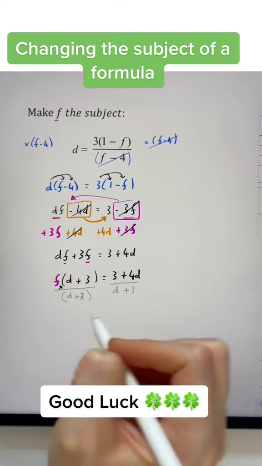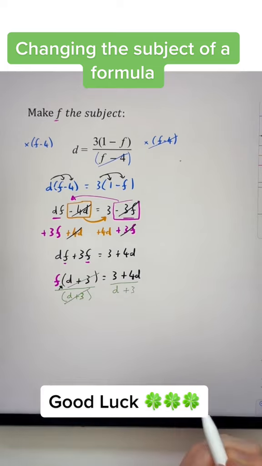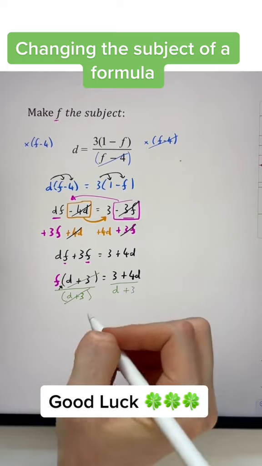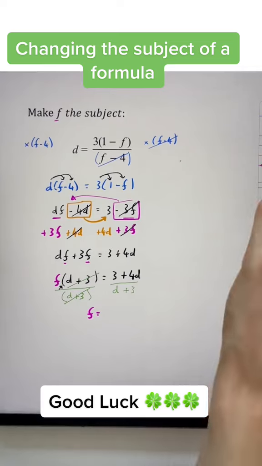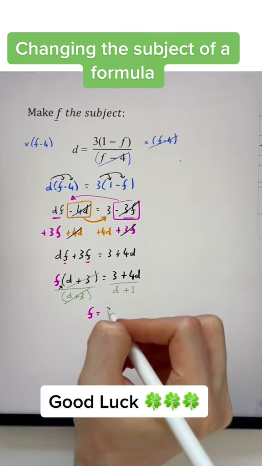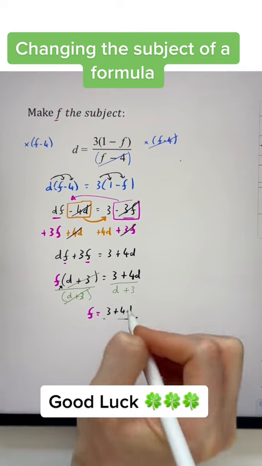Therefore, on the left-hand side, timesing by d plus 3 and dividing by d plus 3 will cancel to leave us with single f, which is what I wanted. And on the right-hand side, I'm going to have 3 plus 4d over d plus 3.